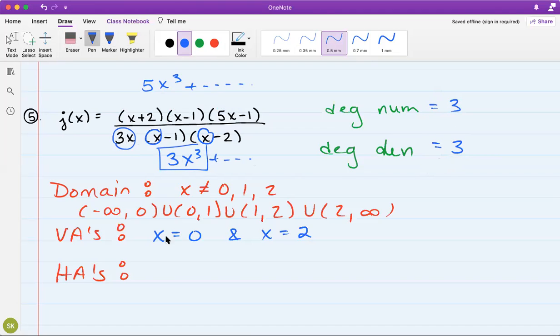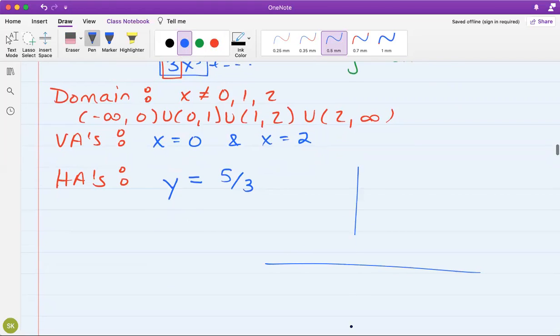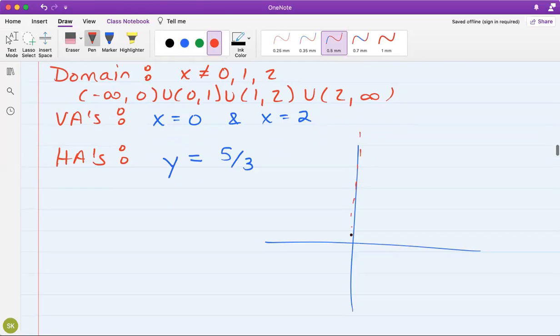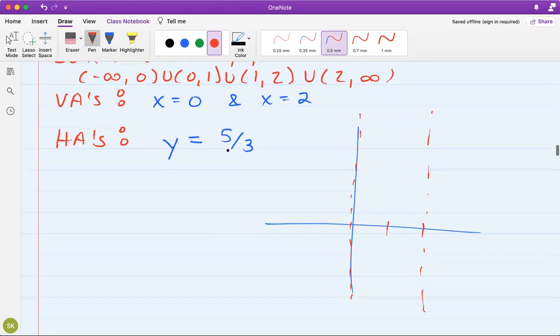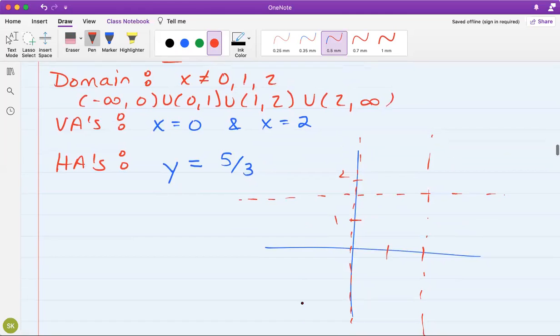So when this happens, our horizontal asymptote is y is equal to, all we have to do is take the ratio of the leading coefficients. So it's y is equal to 5 over 3. Okay. What I'm going to do is I'm just going to give us an idea of what this looks like. We're going to have a vertical asymptote at 0, also at 2. 5 over 3, that's 1 and 2/3. So if this is 1 and this is 2, we're going to have something here. Now, other than that, we really, at this moment, can't figure too much out about the graph, but we should have something like this.